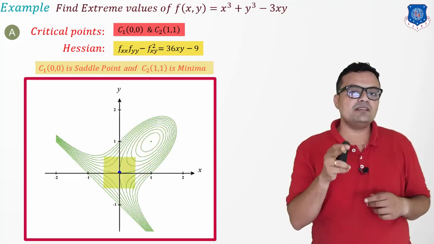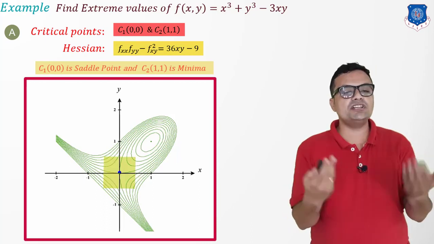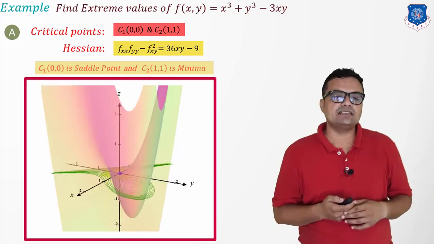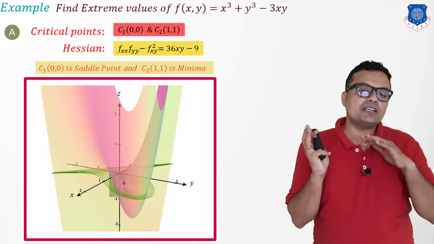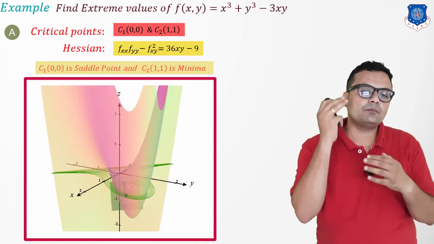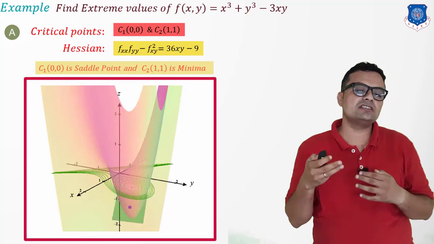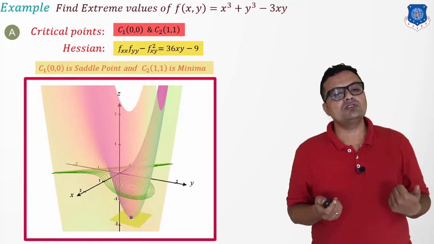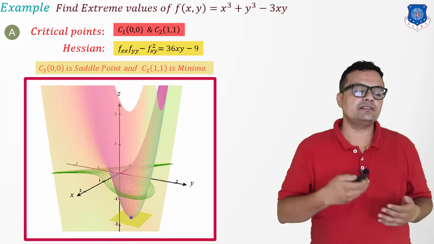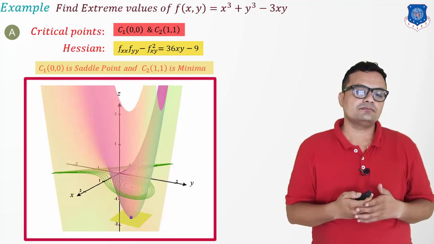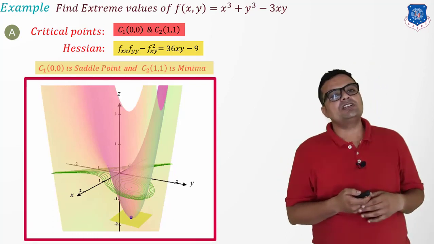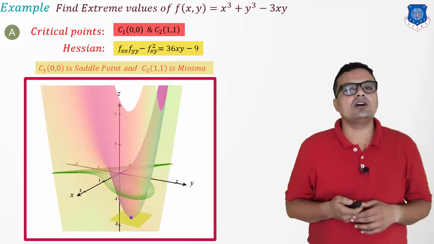I will take the same thing on 3-dimensional structure also. See, like this. I am taking a contour map, I am taking a 3-dimensional surface, and then the plane is floating on this surface. You will see clearly that at the origin and at point (1, 1) only, it is parallel to the xy plane. This is how you can identify whether your critical point is minima or maxima.